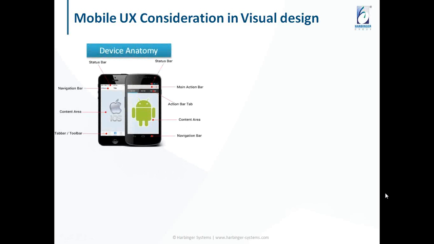A visual designer also needs to keep in mind the anatomy of devices. Today in the market we have a large range of devices from iOS, Android, BlackBerry, Windows, and new companies blooming in. So the anatomy of these devices changes from one phone to another. A visual designer needs to keep in mind all such factors, such as the navigation bar, content area, placement of toolbar and all.